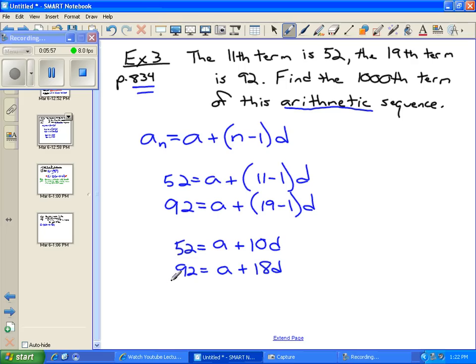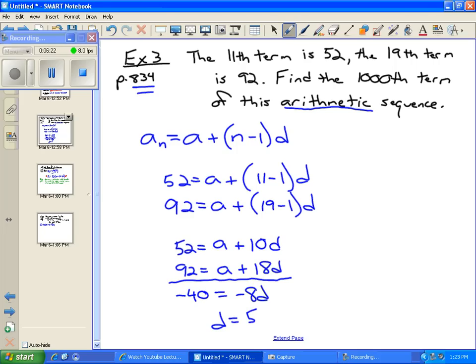I'm going to go ahead and actually subtract the two equations. This is using elimination from algebra. If I subtract the two here, I get negative 40. The A is actually eliminated if I subtract, and over here I'll get negative 8D. So I can figure out what D is. If I divide by negative 8, I know that D is going to be 5.